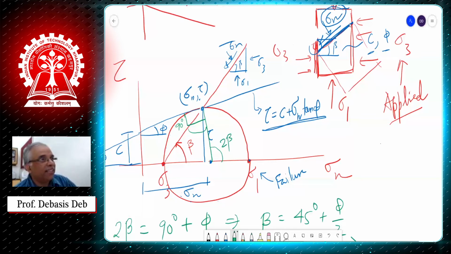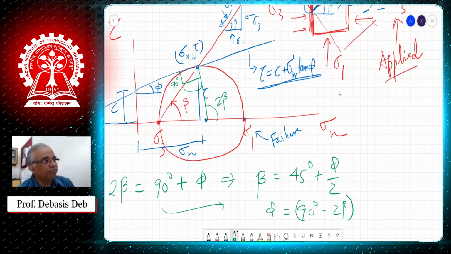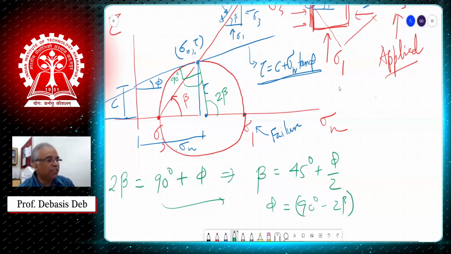If I can estimate that after the rock has failed, if I can measure that angle, then I will be able to calculate this phi. Okay, I'll show you another way also, but this is one of the ways of calculating it.